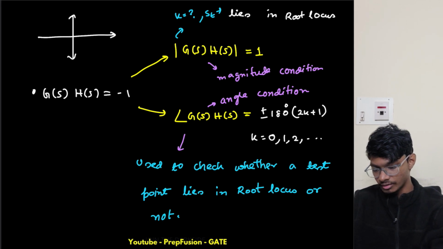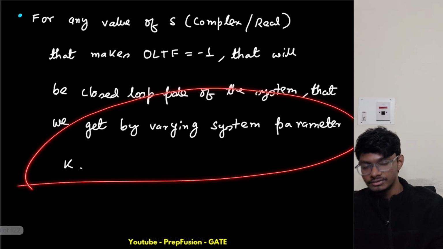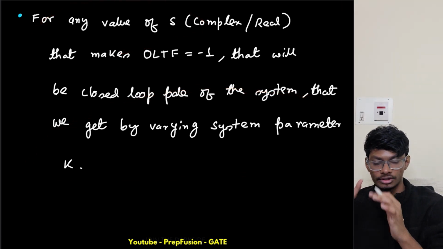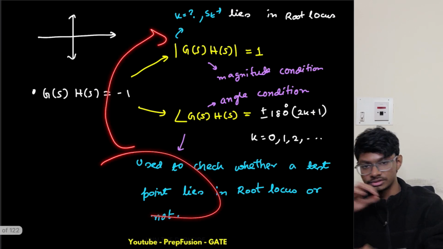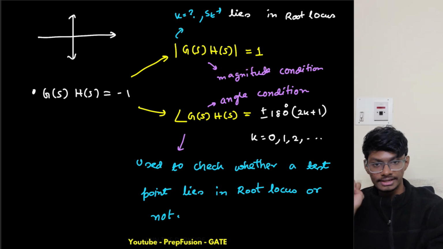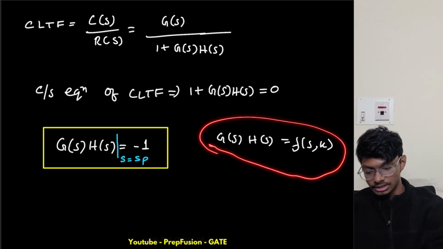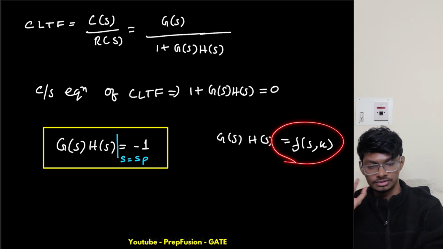So we were here, where I was telling what we should do. First I find whether that s test point lies in my root locus or not. After finding that, I come back to this condition, equate it, and get my value of k, right? Both k and s are involved, so I wrote here that my open loop transfer function is a function of both s and k.